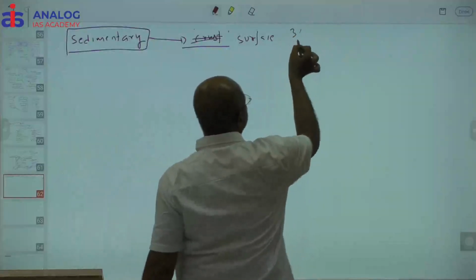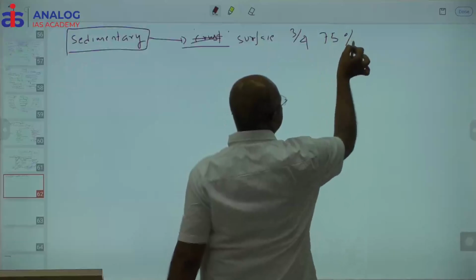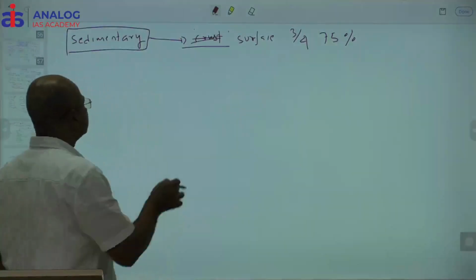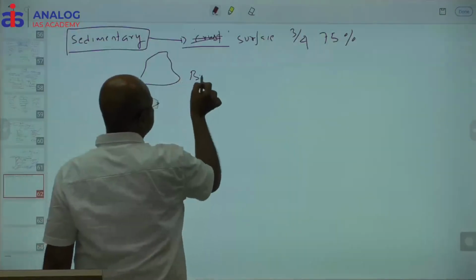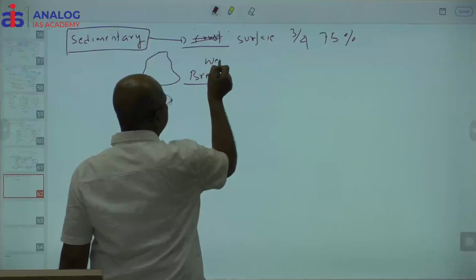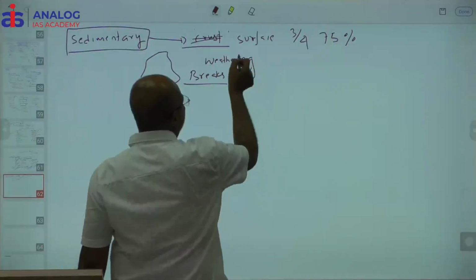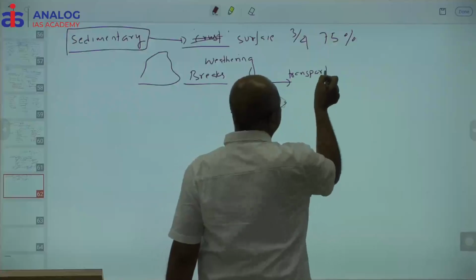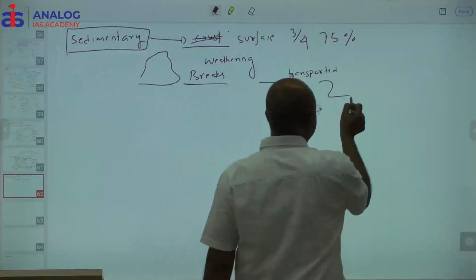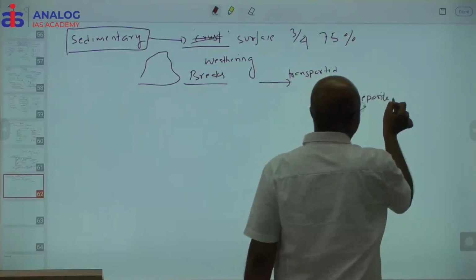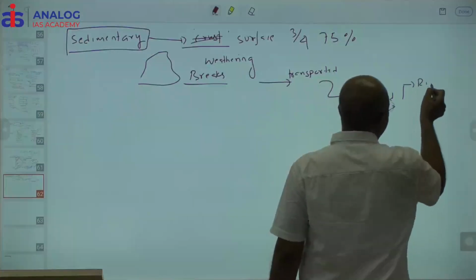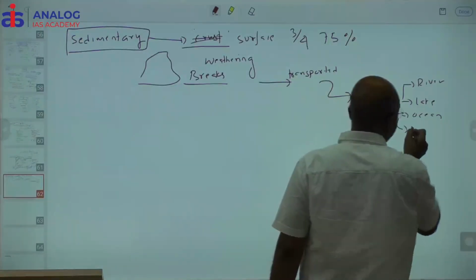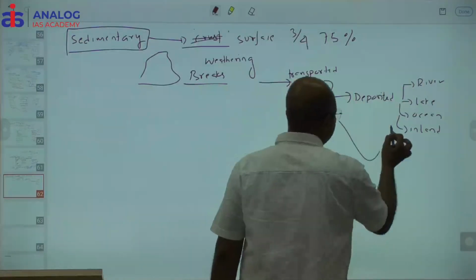Three-fourths of the rocks, or 75% of the rocks, are sedimentary rocks, but they are all hidden. You can't see them. Now, the process involved here is that when a big rock breaks, we refer to that as weathering of a rock. This weathered rock is later transported, and then it is deposited either in the river valley or in the lake or in the ocean or in any inland area. So it is deposited layer by layer.